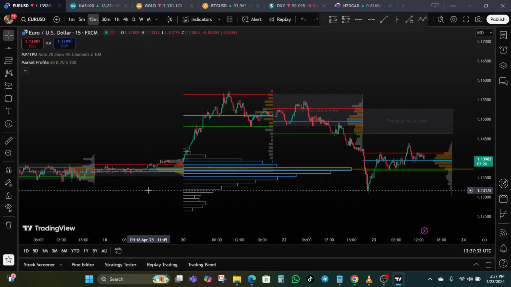Now, the market profile indicator gives you the structure most traders are blind to. It shows you where value is, how the market behaves around it, and what zones to pay attention to.